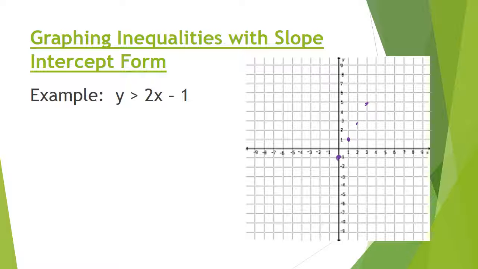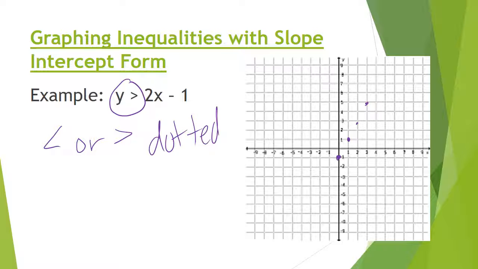So next, what I need to do is connect these dots somehow. So I look back at my symbol. Is it going to be solid or dotted? Well, when I look at the inequality, it does not have a line underneath. So this symbol means dotted. So I'm just going to leave it as a dotted line. I put little dashes. So it's a dotted line.